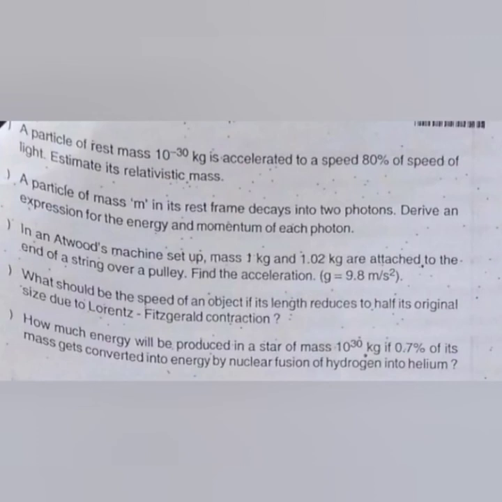36. How much energy will be produced in a star of mass 10 raised to 30 kg if 0.7% of its mass gets converted into energy by nuclear fusion of hydrogen into helium? Section D. Answer any 2 questions. Each question carries a weight of 15. 37. State and explain Kepler's laws and deduce them from Newton's law of gravity. 38. State D'Alembert's principle and derive Lagrange's equations. 39. State postulates of relativity and derive Lorentz transformations.